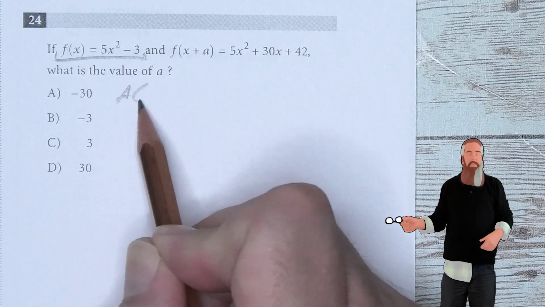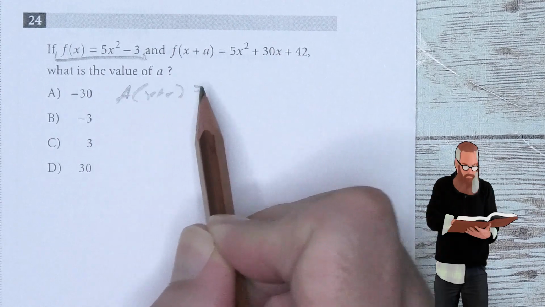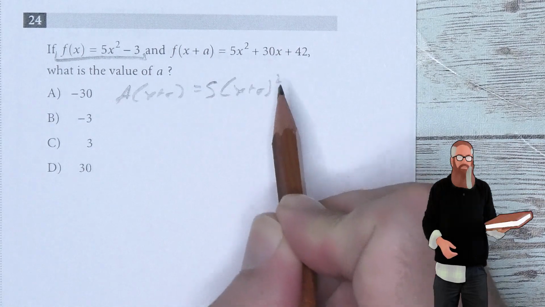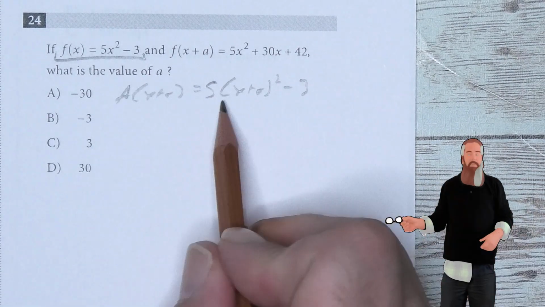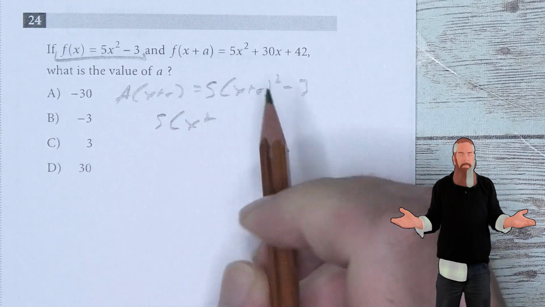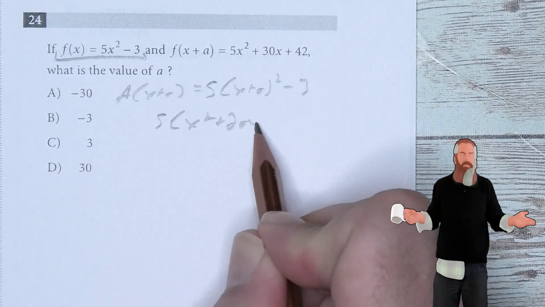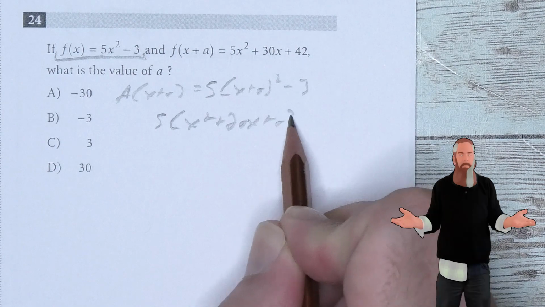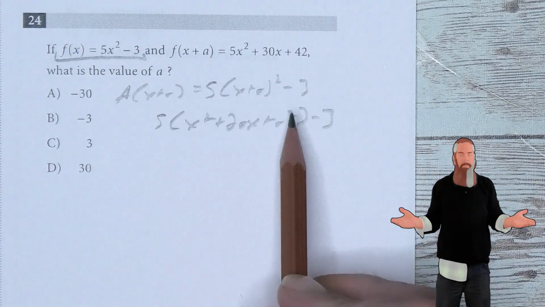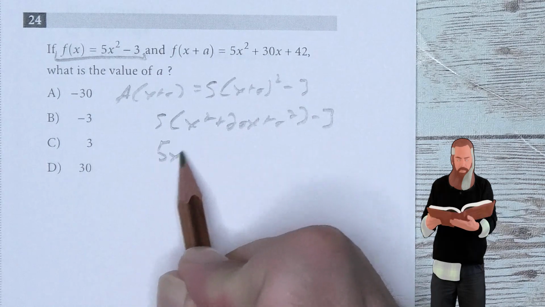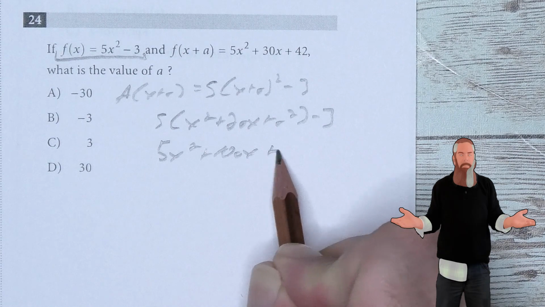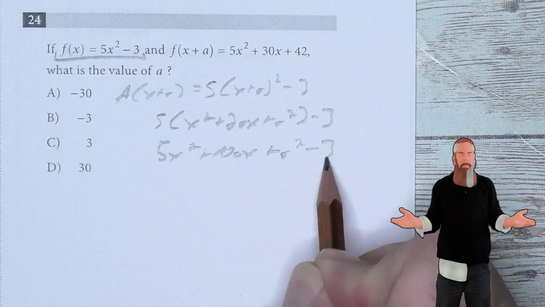This is going to give us f(x + a) is equal to 5 times (x + a) squared minus 3. Multiplying this entirely out, we're going to wind up with 5 times (x squared plus 2ax plus a squared) minus 3. So if I multiply the 5 all the way out, I'm going to wind up with 5x squared plus 10ax plus 5a squared minus 3.